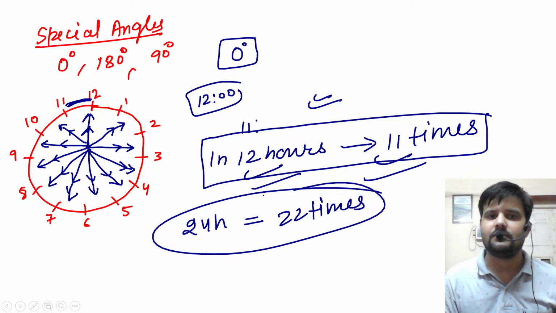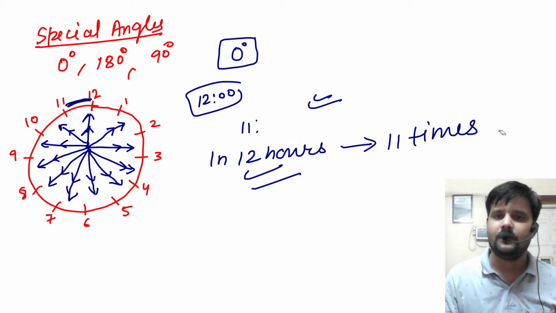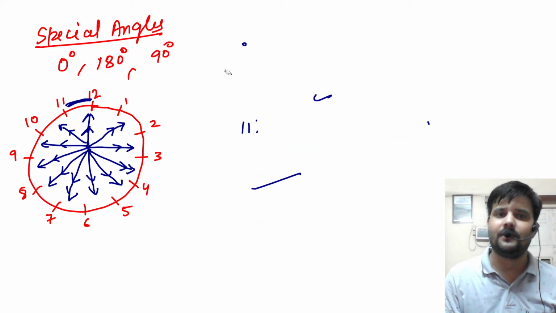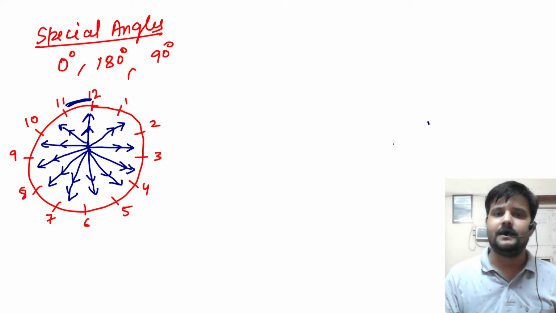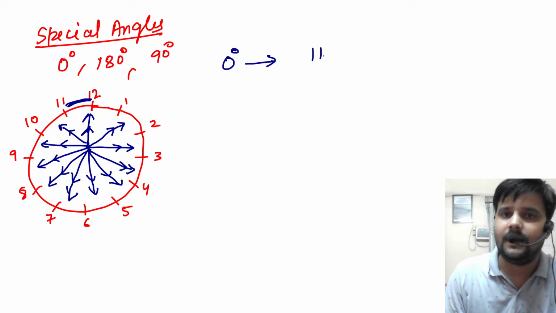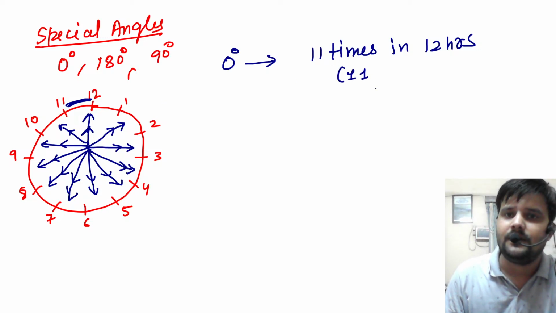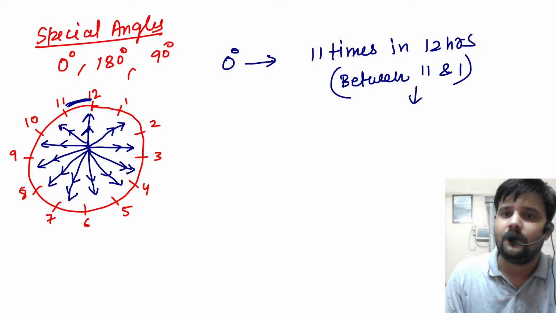These are direct questions asked in the exam: how many times will 0 degree be formed in 12 hours. So I'm just telling you the fact about these three angles. The fact is 0 degree is formed 11 times in 12 hours. Getting my point? Where can't it be formed? It can't be formed between 11 and 1, only once.